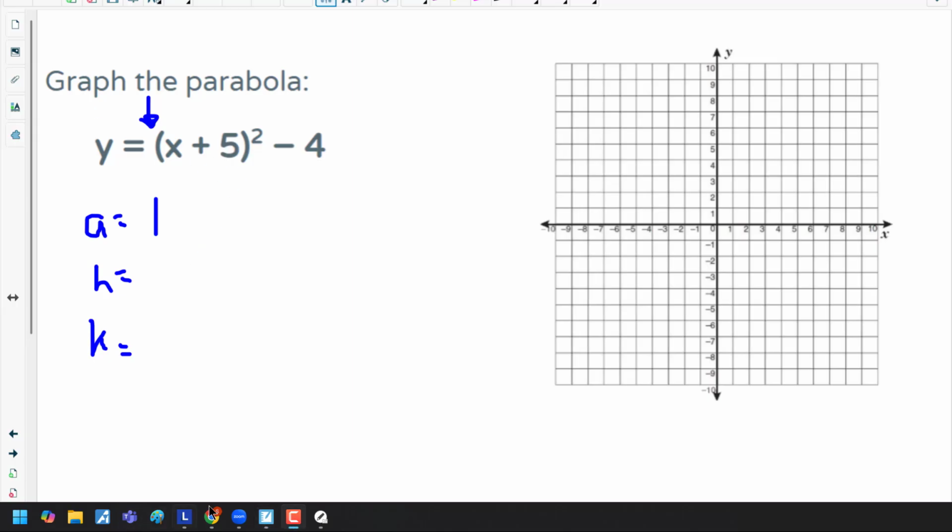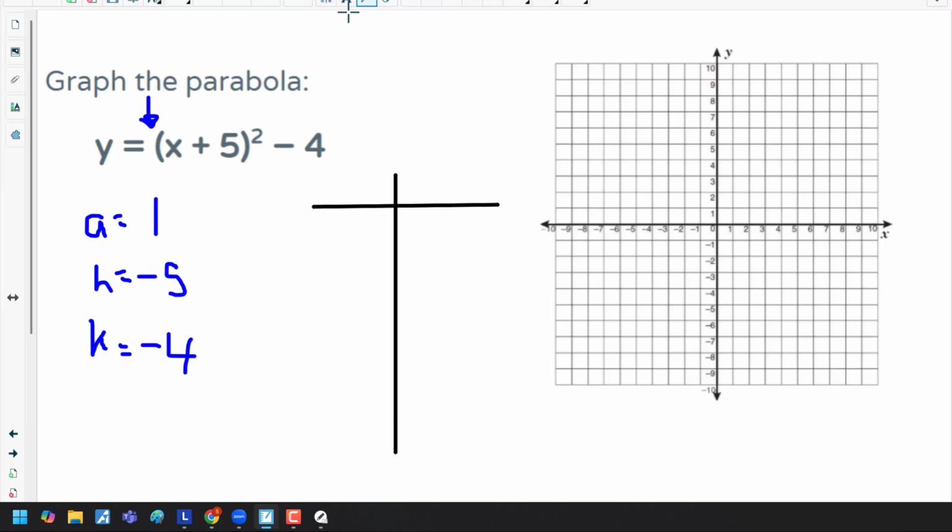All right. So h value in this case, once again, h is not 5. I don't know how many times I have to mention this. h is the opposite sign of what's written in the formula there. And k is very simple. It is negative 4. So how do you start with this? You always start with a table of values. x and y.